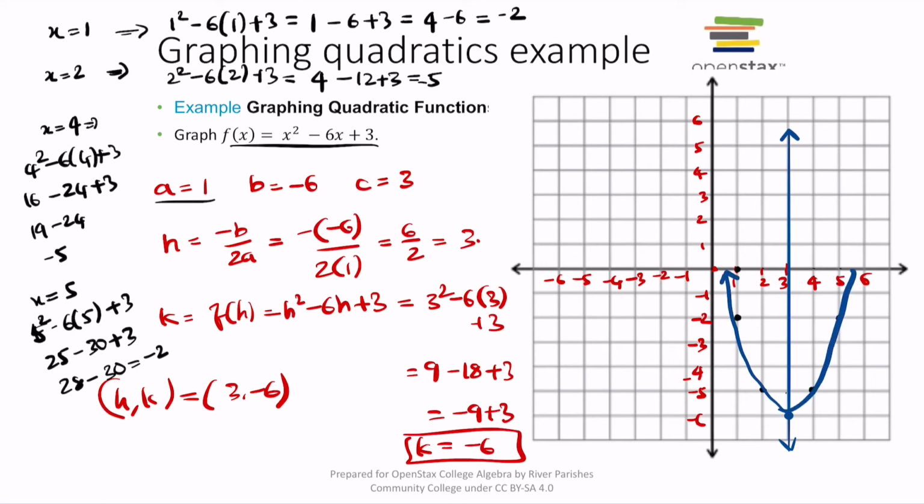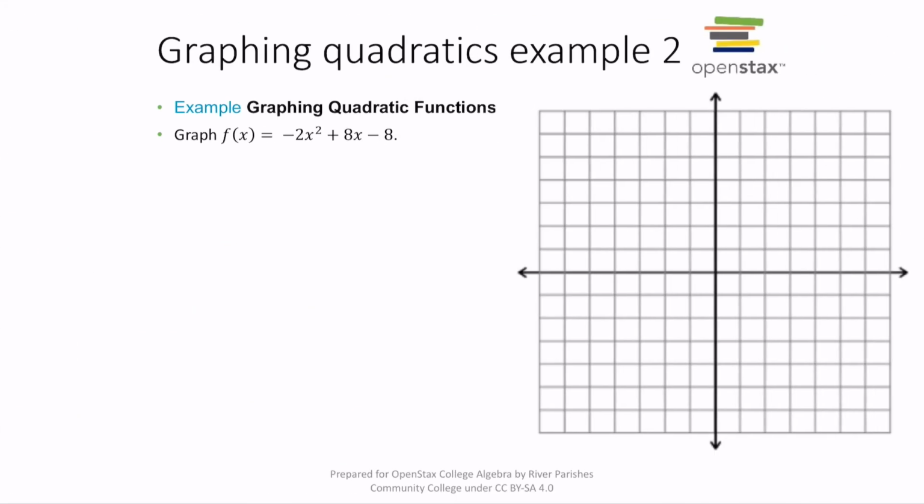So this here is the curve for f of x equal to x square minus 6x plus 3. So this is how you can draw a quadratic equation's curve. So use the same principles now and draw this one.